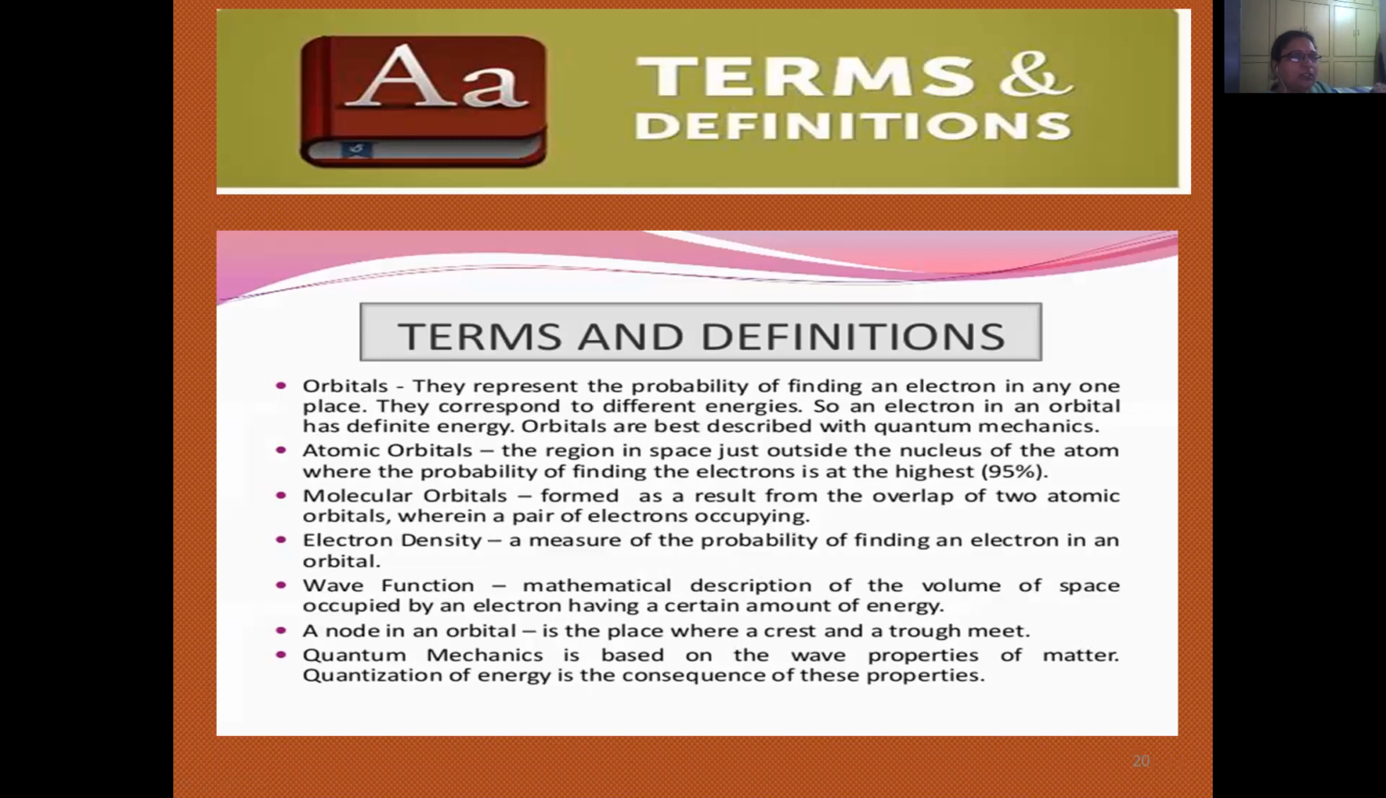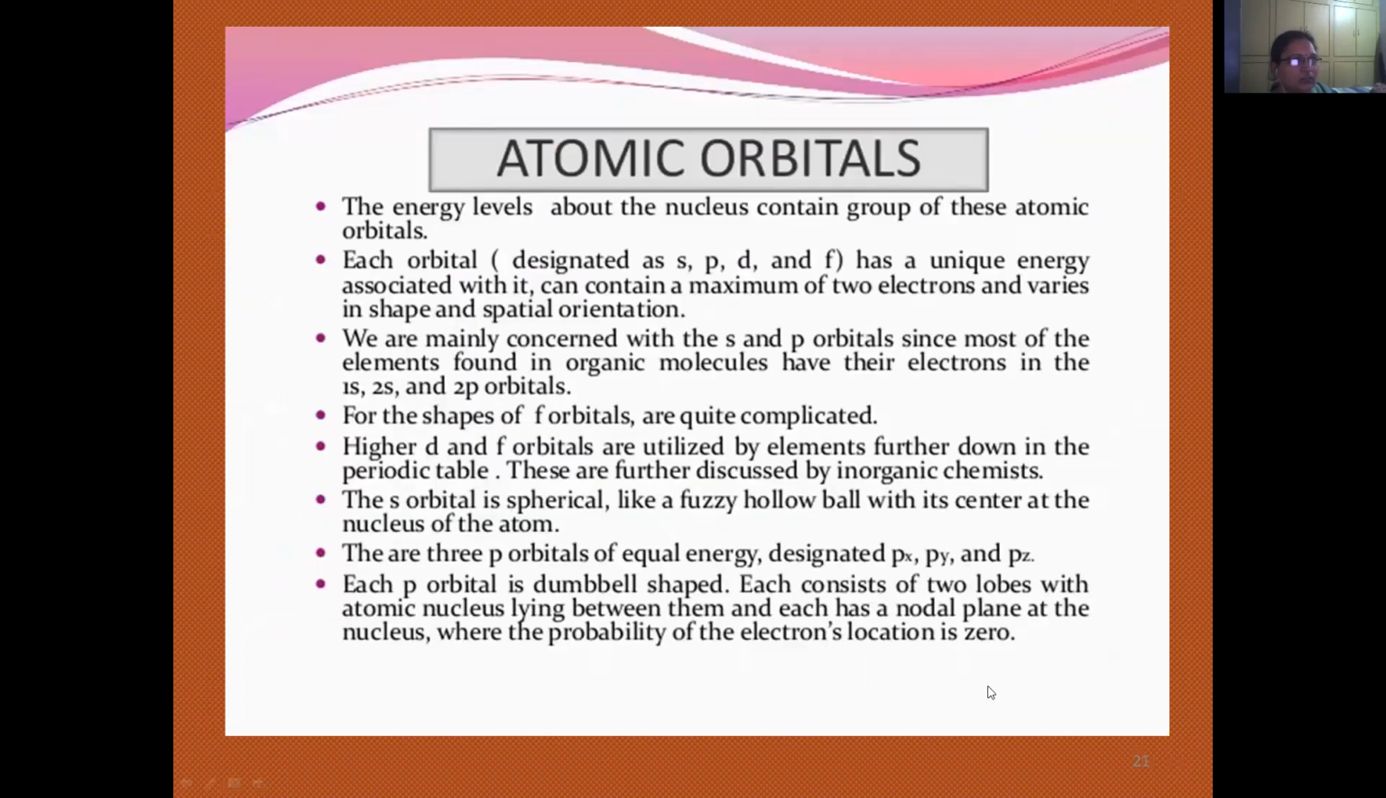Now coming to the terms and definitions which we should know when we are studying atomic structure. That is orbitals, atomic orbitals, molecular orbitals, wave function, quantum mechanics, and node. We have all discussed these earlier, so these are just the definitions. Then coming to the atomic orbitals.